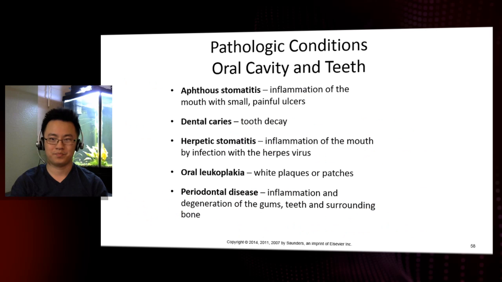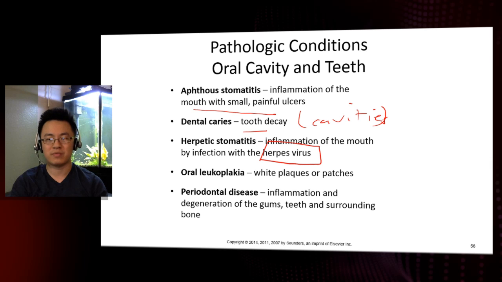Other pathological conditions here, we have aphthostomatitis, which is inflammation of the mouth with small painful ulcers. Dental caries, which is tooth decay, also known as cavities. Okay. Herpetic stomatitis is inflammation of the mouth by infection of the herpes simplex virus. We also have oral leukoplakia, which is white plaques or patches in the mouth. And you have periodontal disease, which is inflammation and degeneration of the gums, teeth, and surrounding bone.